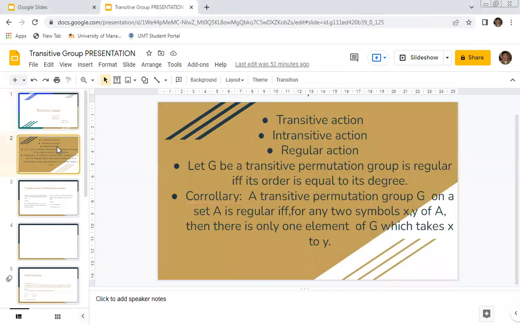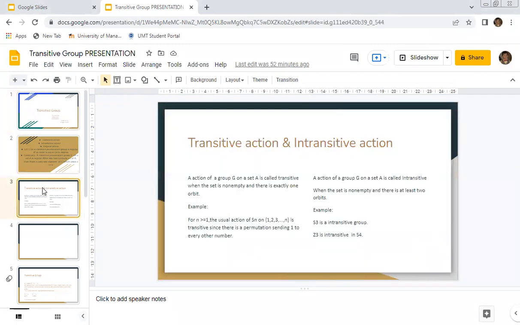First of all, we will discuss the topic. We are going to discuss transitive action, intransitive action, regular action, and our theorem related to these topics. Transitive action and intransitive action. First of all, I would like to discuss what is a transitive action and an intransitive action.